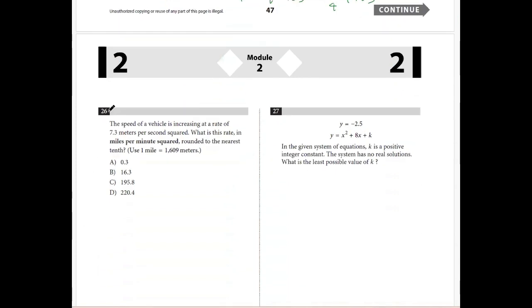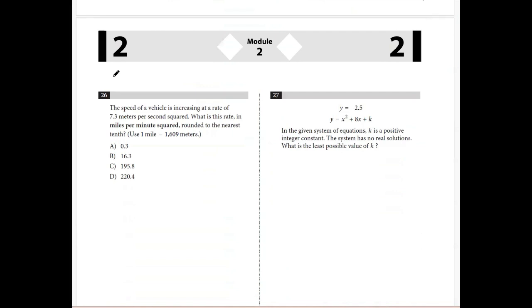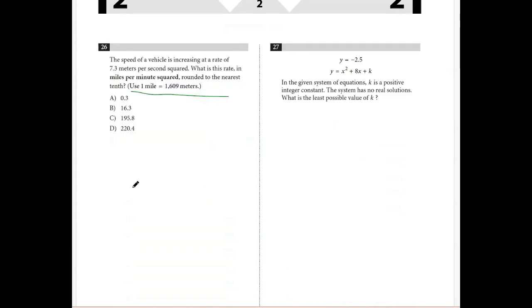Okay. The speed of a vehicle is increasing at a rate of 7.3 meters per second squared. What is this rate in miles per minute squared? Round to the nearest tenth. Use 1 mile as 1609 meters. Unit conversion problem, simple and straightforward. So we have 7.3 meters over 1 second squared.